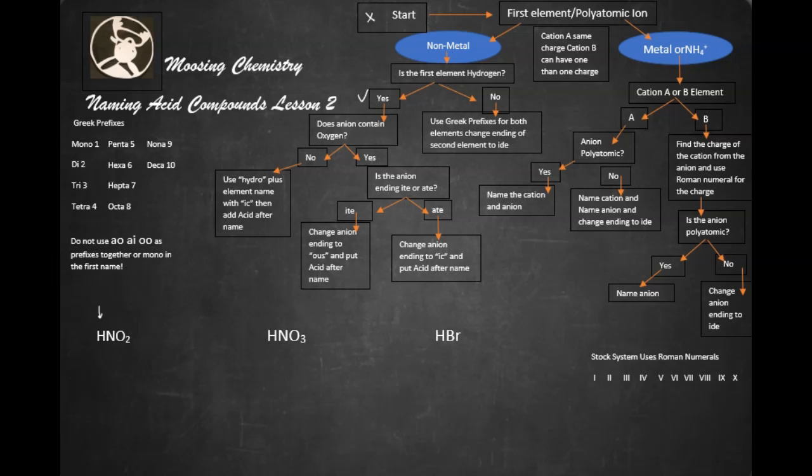Does the anion contain oxygen? It does. And does the anion end in ITE or ATE? So that's nitrite. So this one's going to end in ITE. Change the anion ending to OUS and put acid after the name. So this would be nitrous acid. NITROUS, nitrous acid. Pretty darn snarly, I say. Yeah, looks good. Okay, so let's do the next one.